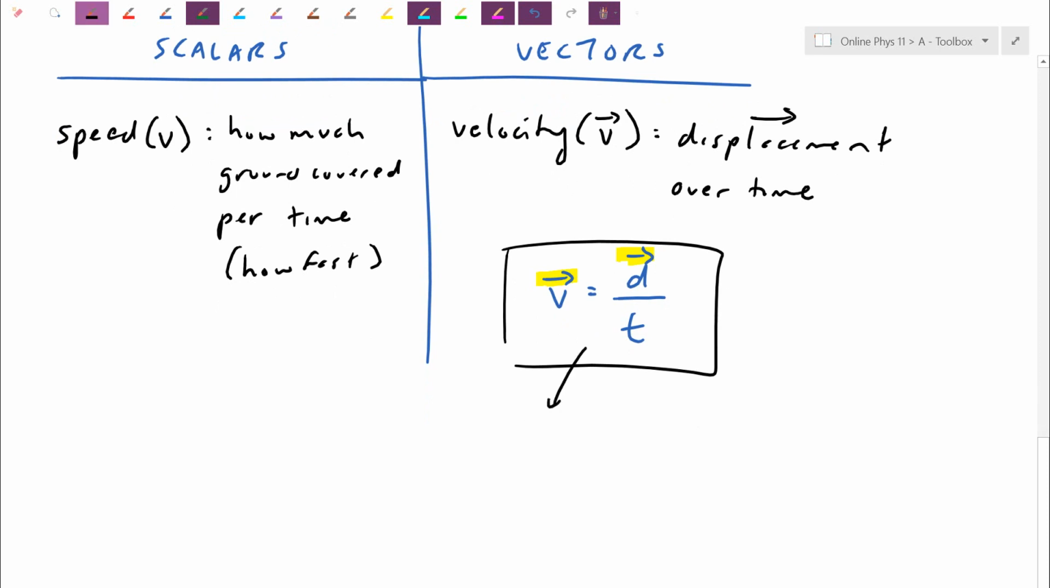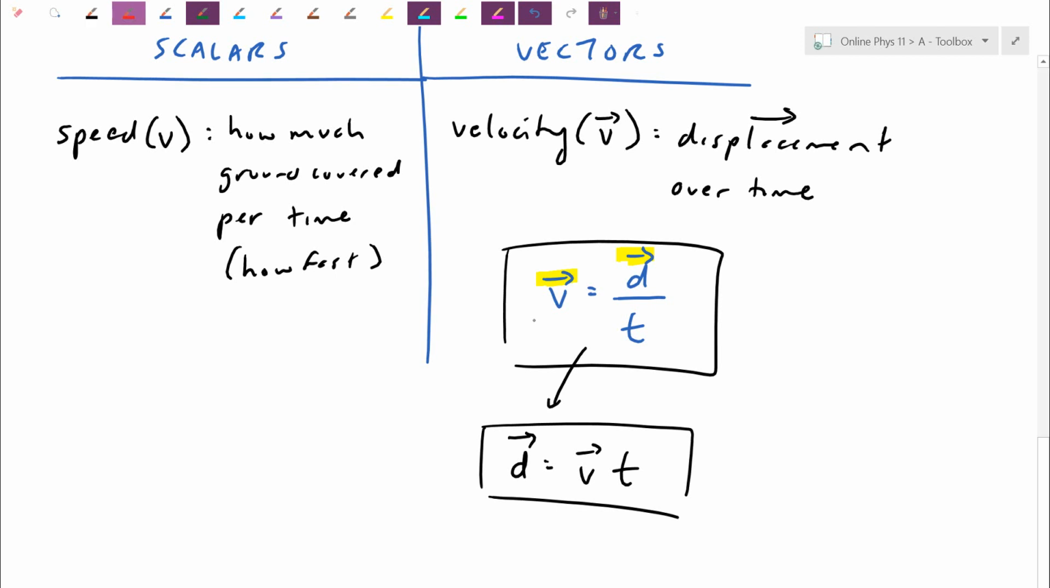If I can isolate it, let's isolate it for d. And then d is going to be the velocity times the time. Again, we did that manipulation in the first section. We're not actually changing the formula, we're just playing around with which variable it is isolated for. So you can think about this, your speed or your velocity, how fast we're going, will depend on how much ground we are covering, start to finish, and how long it took you to get there.